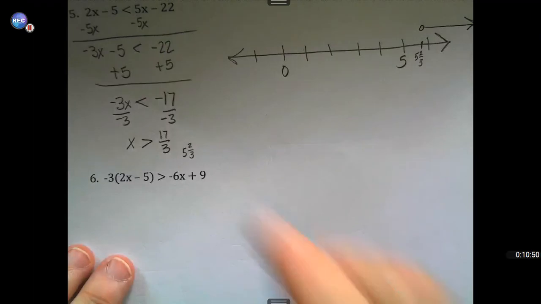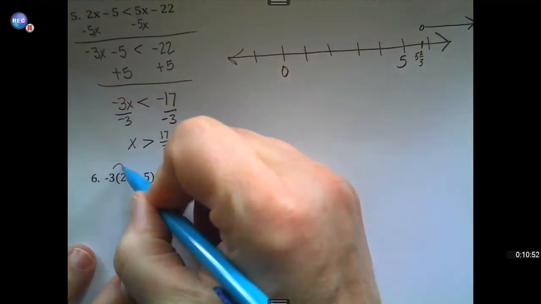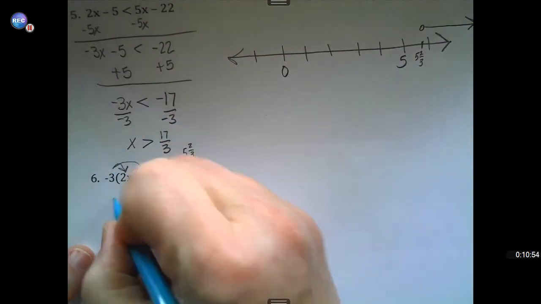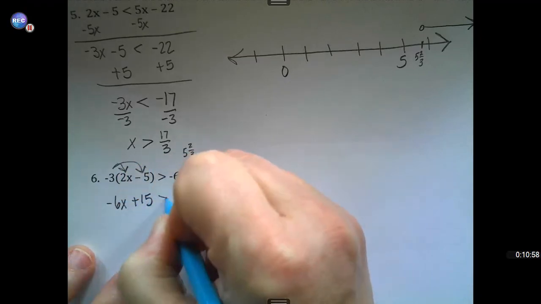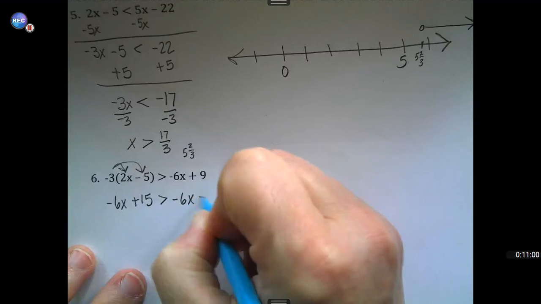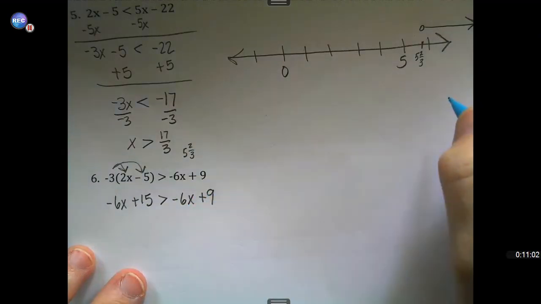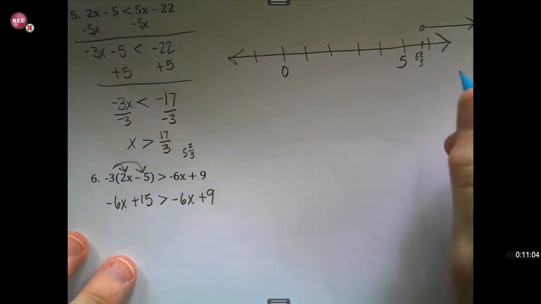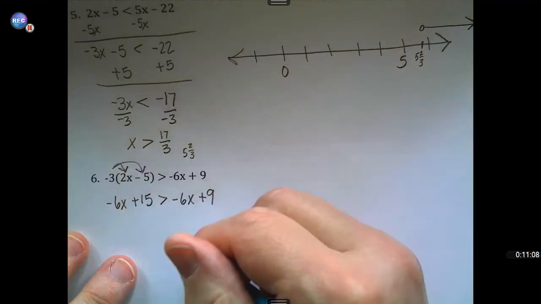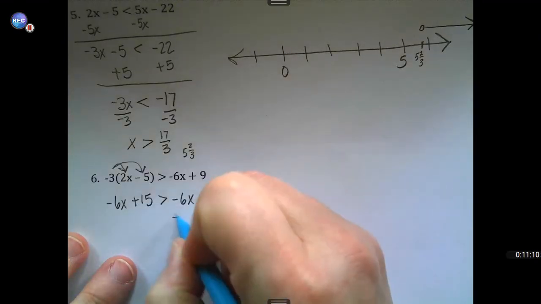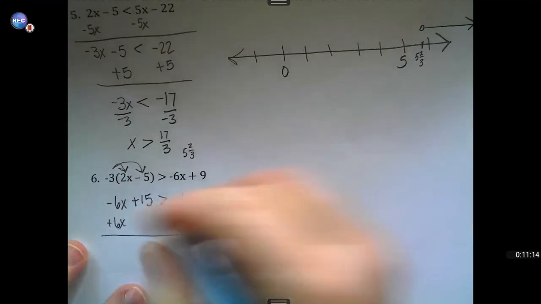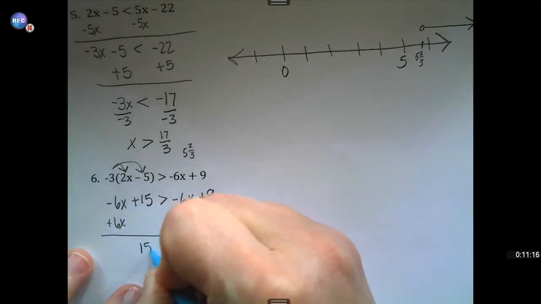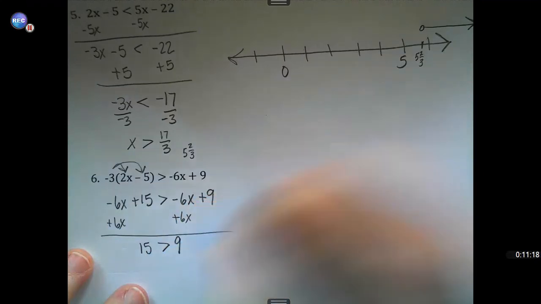This would be, well, it looks like I need to distribute. Do that. So we get negative 6x plus 16 is greater than negative 6x plus 9. You might see a problem here. Not a problem, really. When I go to put my x's together, they drop out. 16 is greater than 9.